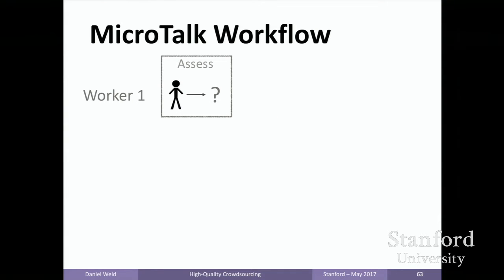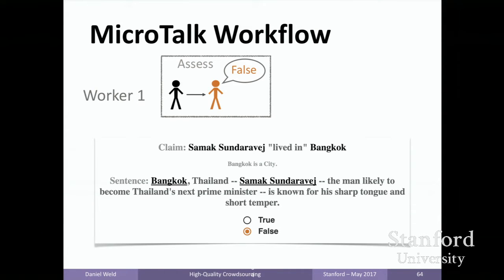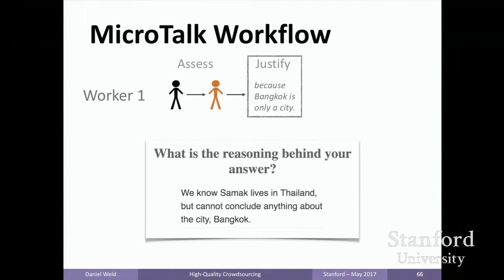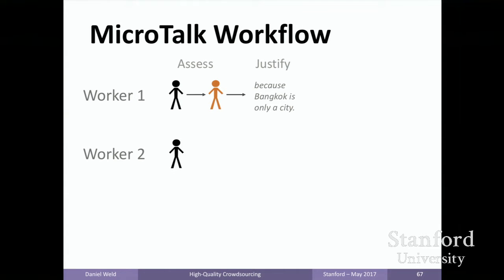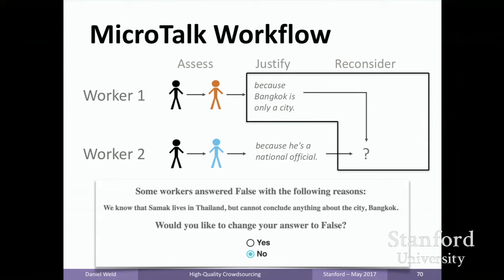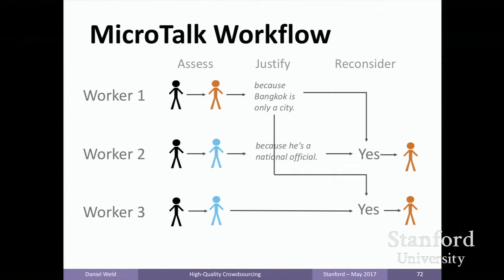We start out with an assess task. They say false, and they give their assessment, and now they justify and explain why they think that answer is false. So we ask them what the reason is, and they write something down. Another worker comes in, they say true, and they justify with a different explanation. And then we go back and we connect these two workers asynchronously. And we ask them if they want to change their mind. Do they change their mind? And hopefully we get a better result. And then as more workers come in, we can do this better and better.